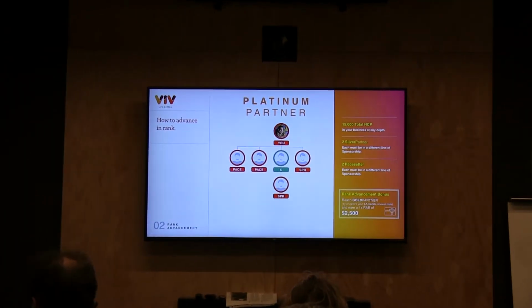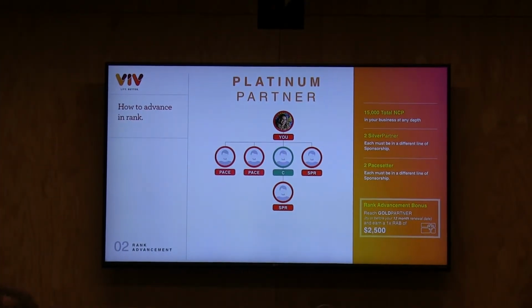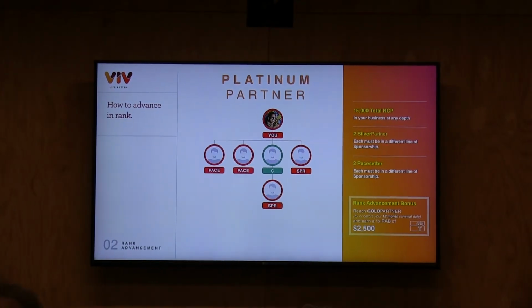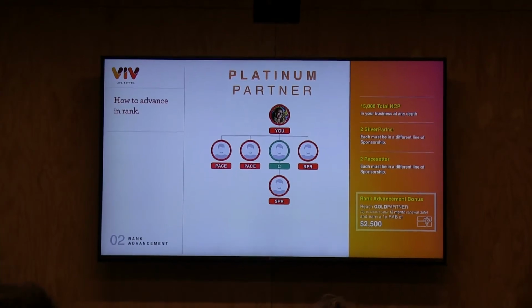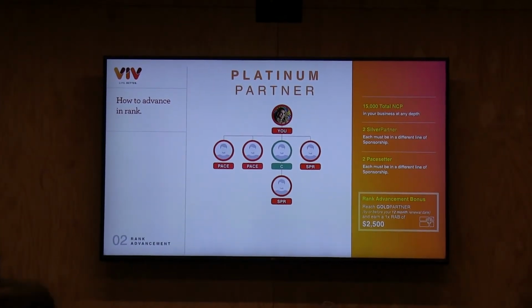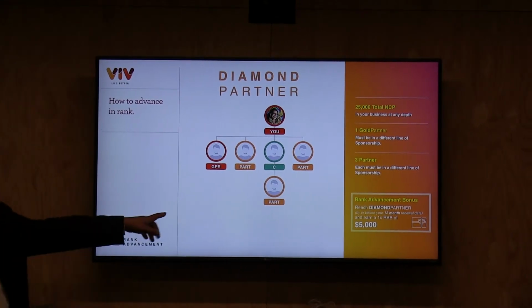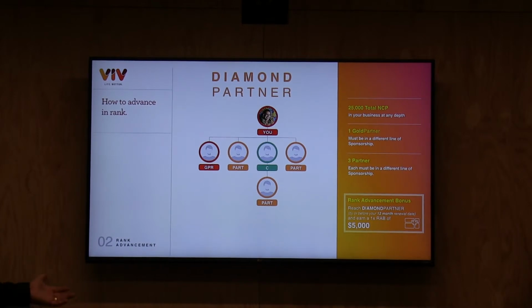2 lines of Pay Center, 2 lines of Silver partner. Now this one jumps up because we know that it's going to be a little bit more difficult for someone to hit this within a year, but it's still a year. If you hit this rank within a year, you've earned the 1,000, the 1,000, the 1,000, and the 2,500. And then finally, Diamond partner. It's 1 gold partner and 3 partner lines. And if you hit that within a year, you get an extra $5,000.